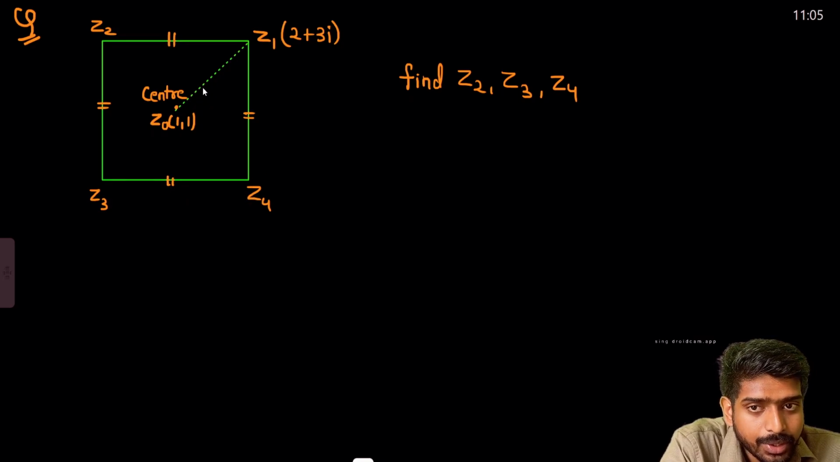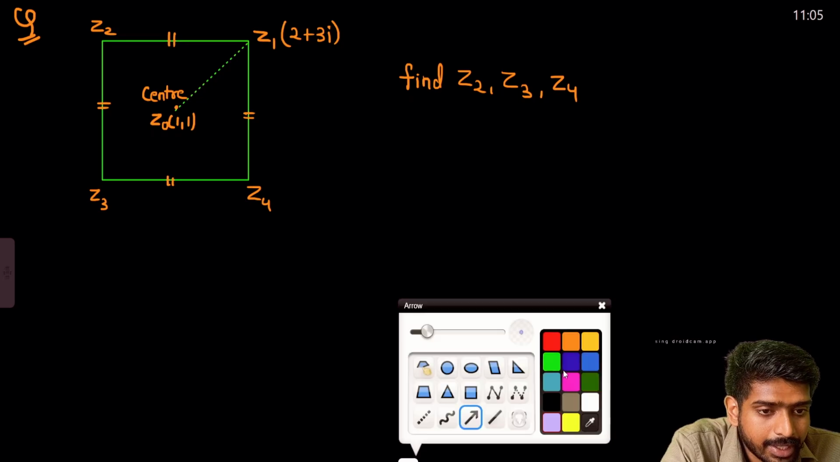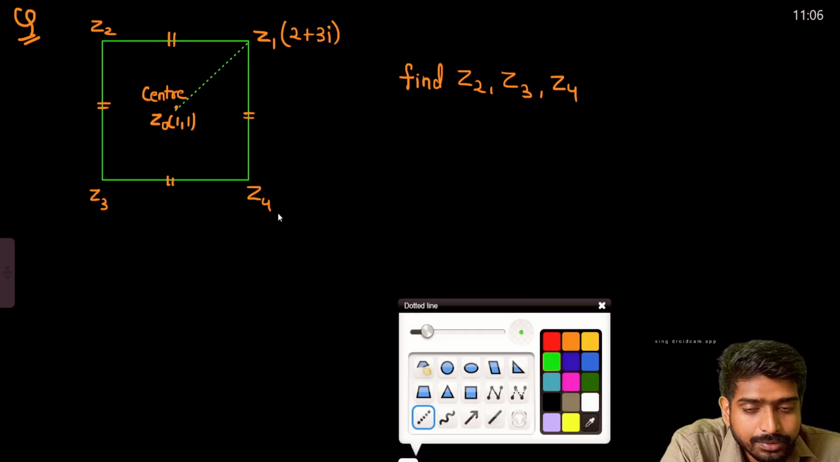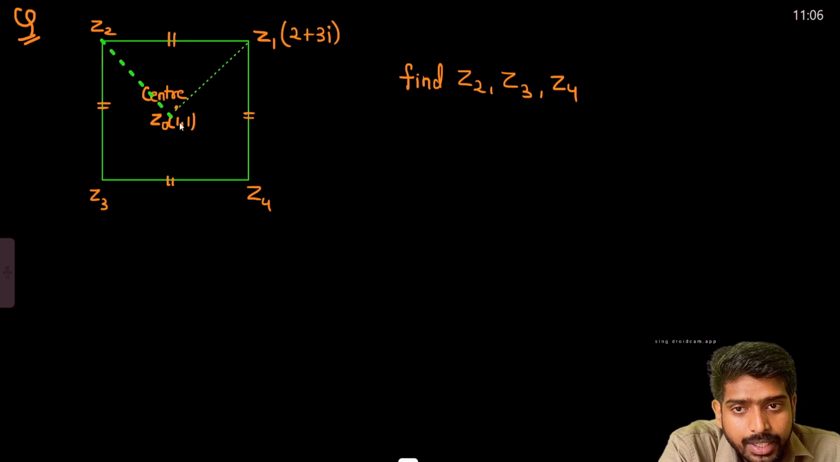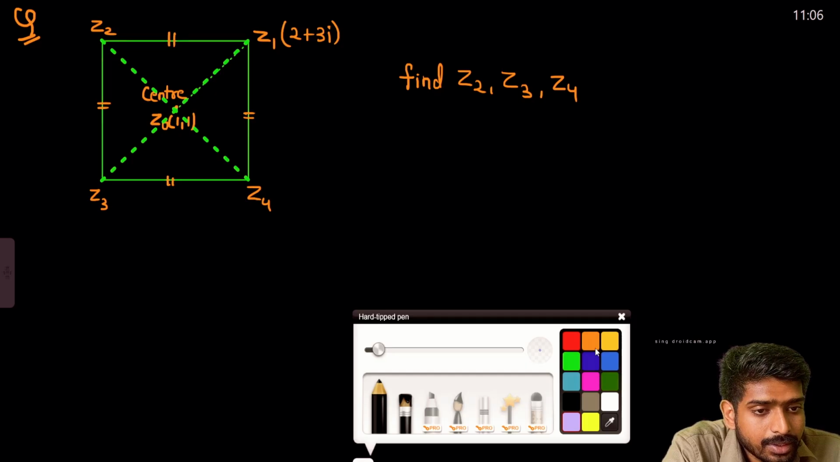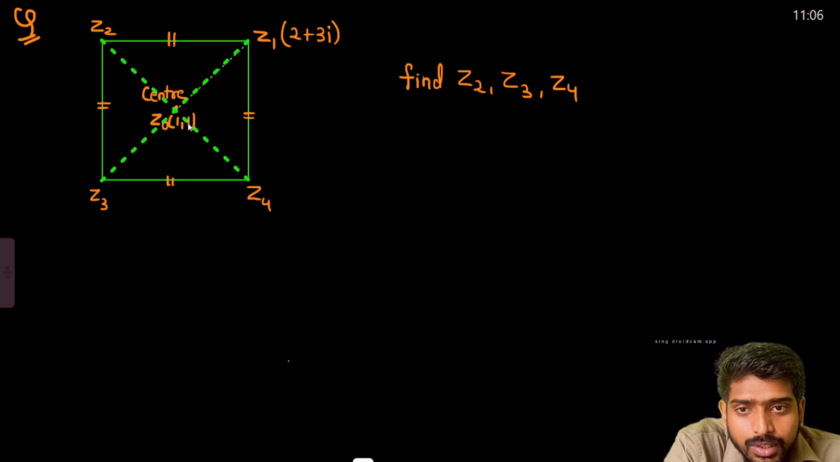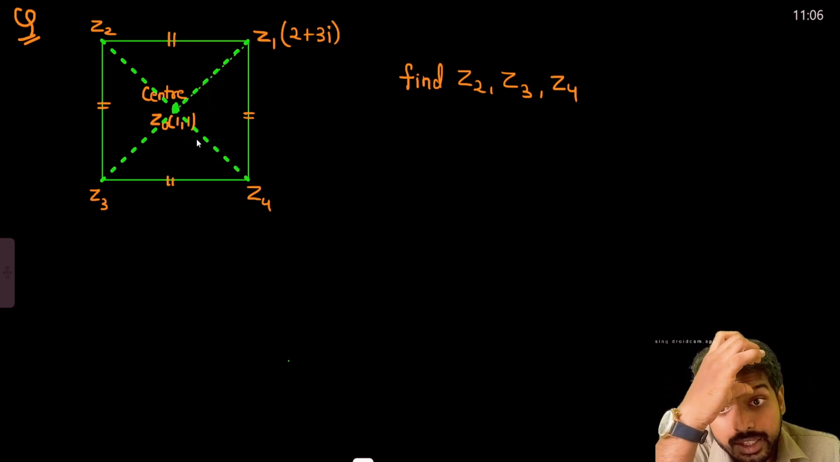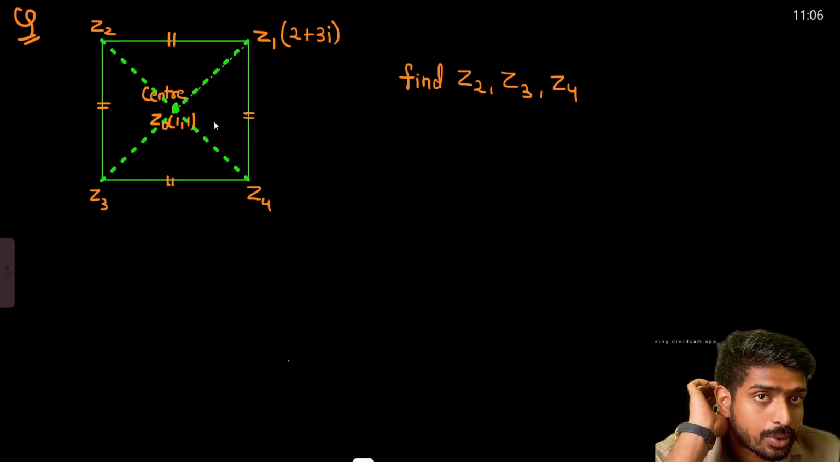Right. So what I'll do here, I'll join. I'll make the diagonals. So if I make a diagonal, center is the meeting point of diagonals for a square. Center is the meeting point of diagonals for a square. So now next, this is the center coordinates they gave, 1, 1, which means z0 is 1 plus 1 iota.